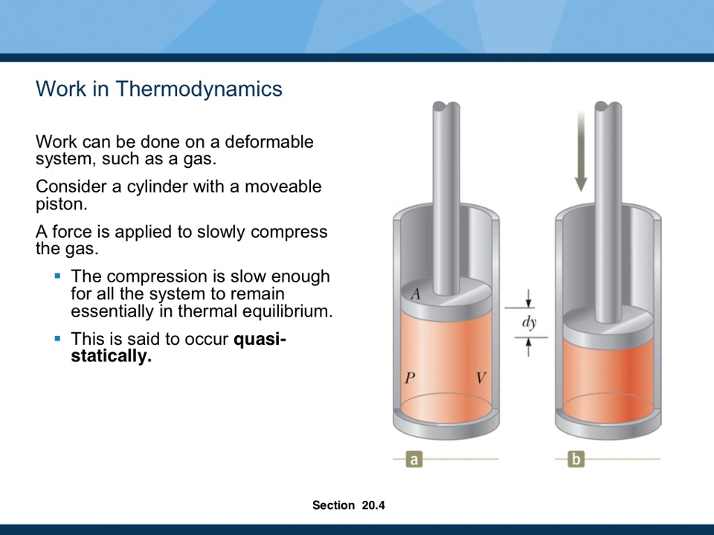The first one is work. Work can be done on a deformable system, such as a gas. Consider a cylinder with a movable piston. The gas will exert pressure on the piston with some area. Pressure times the area gives you a force. If the piston moves with some displacement, work is done.